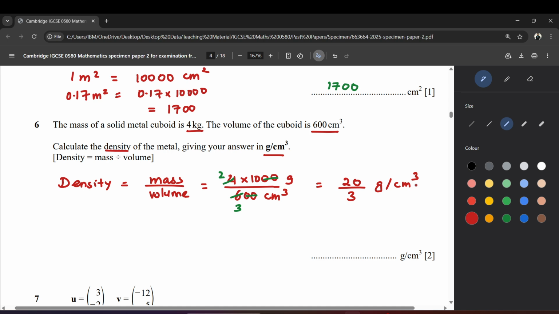You can leave your answer in this form, or if you want to give a better answer, you can convert this into mixed form, right? So we know that 3 sixes are 18, so that will be 2. So therefore your answer is going to be 6 2 upon 3 grams per cubic centimeter.